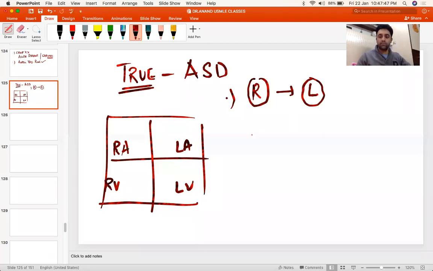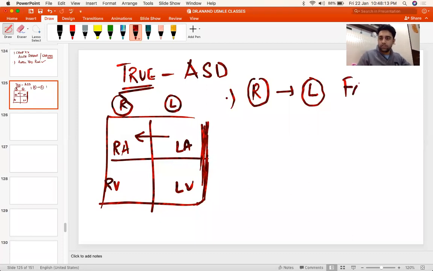Is it true or false? Why is it false? Why is it not true? Anyone? Annapurna, what do you think? Yes, very good. So atrial septal defect is usually a left to right shunt, because the left side usually has the higher pressure system and thicker musculature. It is always a left to right shunt. So this is a false statement.